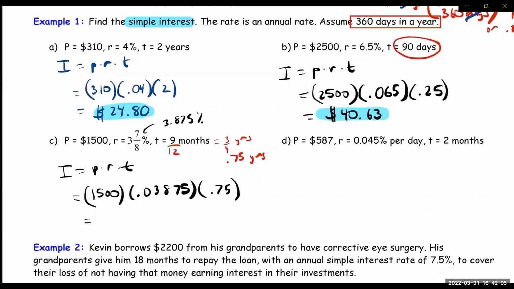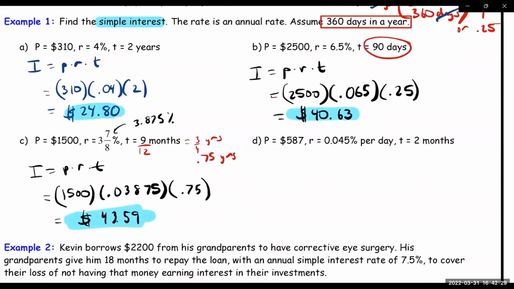1,500 times 0.03875 times 0.75 is $43.59. 59 cents. Yeah, 43.59. All right, there it is.